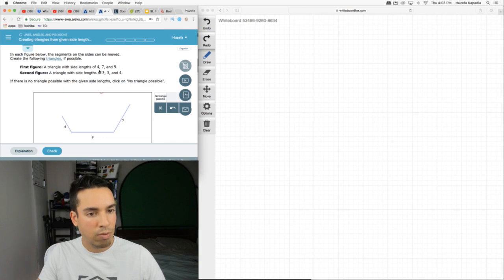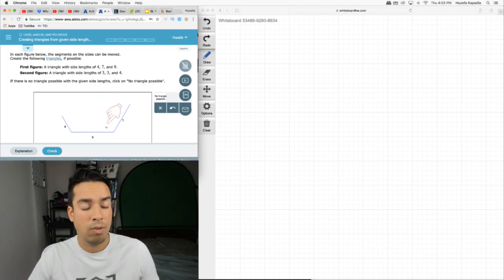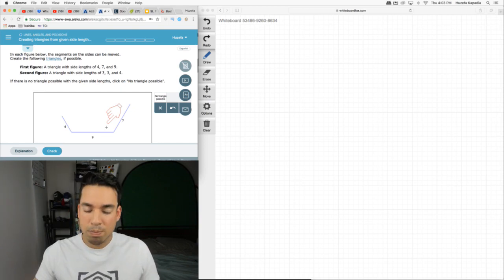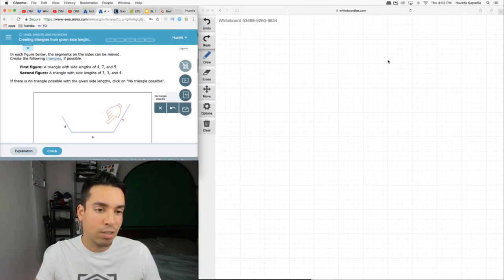A triangle with side lengths of 4, 7, and 9. I know what they're testing here, and what they're testing is this basic rule where if we have 3 side lengths, the rule is this: we can never have one side length that is smaller than the difference of 2 of the other side lengths. Okay, so what does that mean?